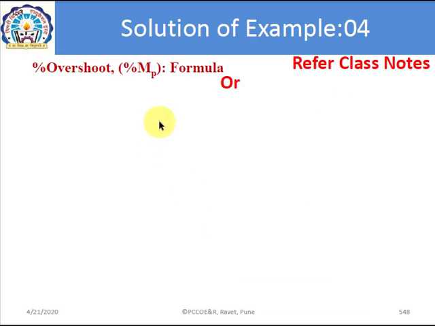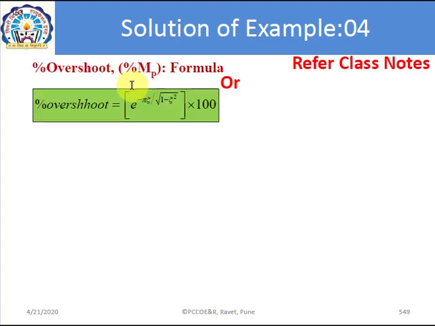Now the most important part: we are going to determine the performance specifications in the time domain of the system. The first is the percentage overshoot, which is represented by MP. MP is the magnitude of overshoot, and if you calculate it in percentage, we get the percentage overshoot. To find the percentage overshoot, we have two formulas. The first formula: percentage of overshoot is equal to e raised to minus pi zeta over under root 1 minus zeta square, into 100, since we are calculating in percentage. If you are not multiplying by 100, the factor in the bracket gives us the magnitude of overshoot, and if you multiply by 100, that gives us the percentage overshoot.